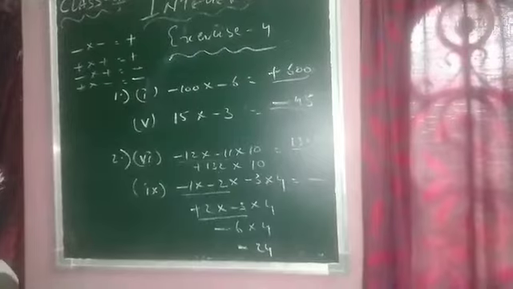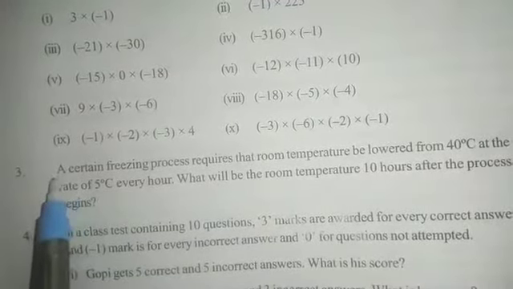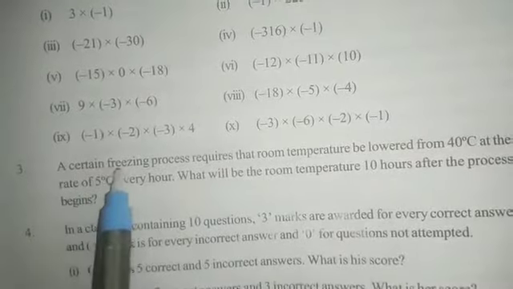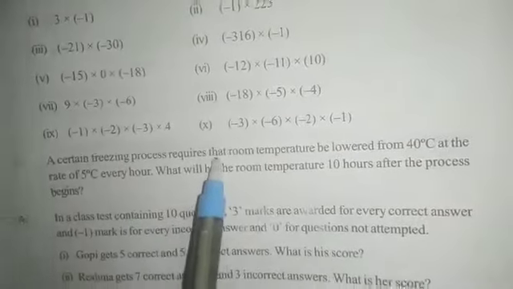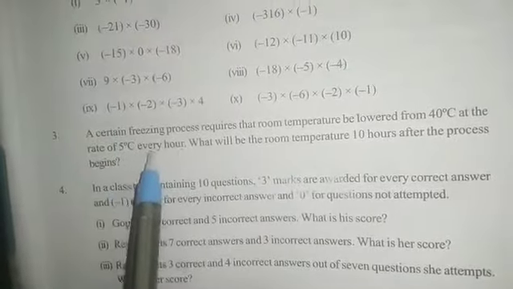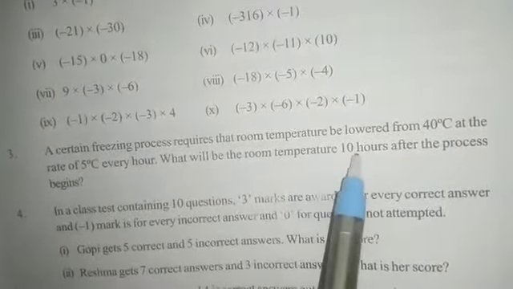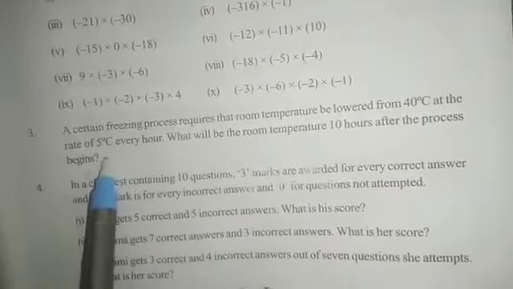Now we are going to the third question. Now we observe the third question. A certain freezing process required the room temperature be lowered from 40 degrees centigrade at the rate of 5 degrees centigrade every hour. What will be the room temperature 10 hours after the process begins? This will be observed on the board.